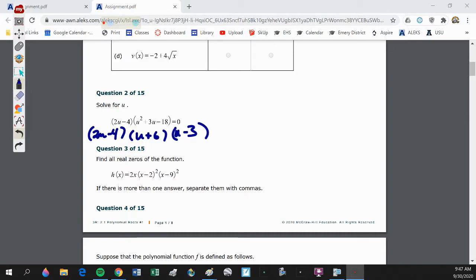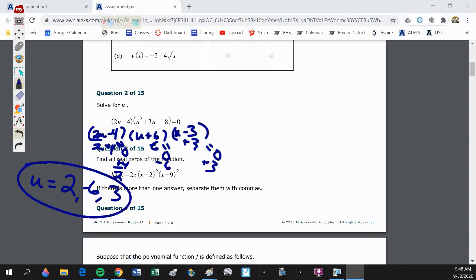Now, we write equals 0 on all three of these. So for the first one, I add 4, and then I divide by 2. And I get u is equal to 2. The second one, I subtract 6, and I get negative 6. The third one, I add 3, and I get 3. So the answer is 2, negative 6, and 3. You guys okay with that?